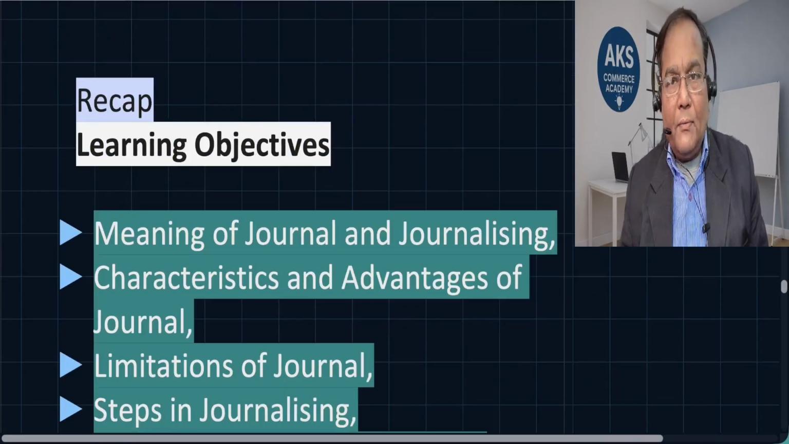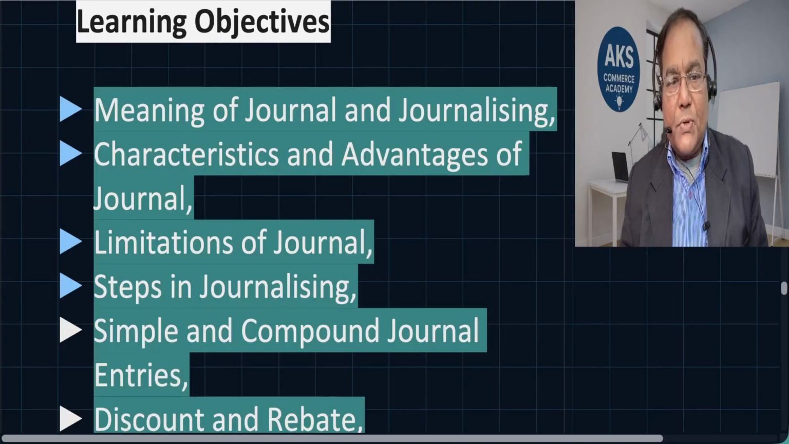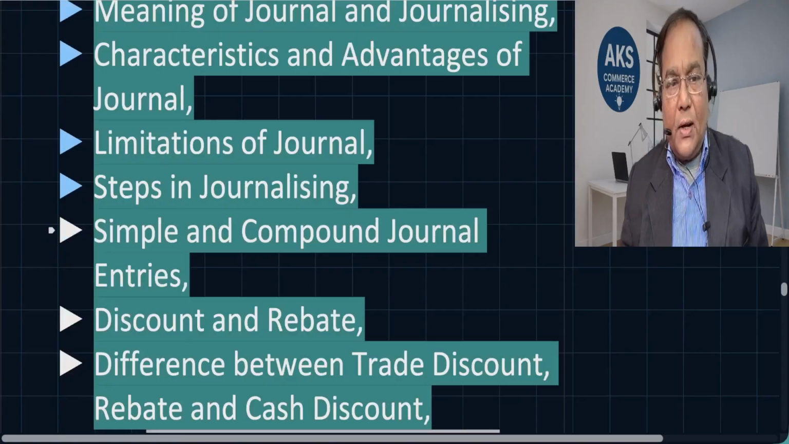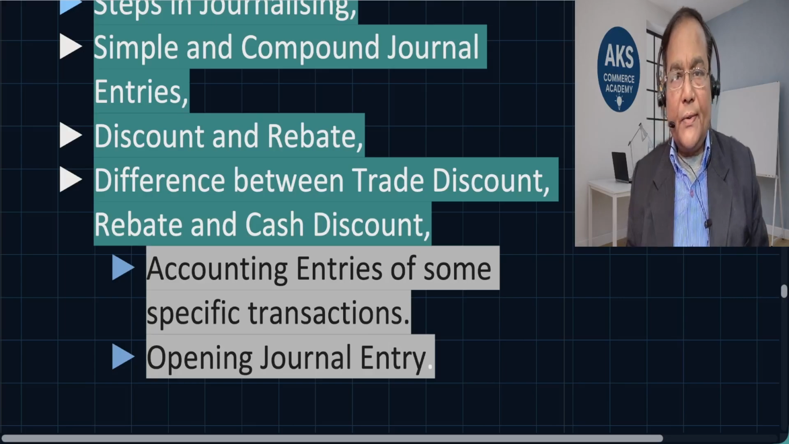I would like to have a quick recap of what we did in our last class. Study thoroughly the journal entries in particular: characteristics of journal, limitations of journal, steps in journalizing, simple and compound journal entries, discount and rebate. We have already studied this in our last class. Difference between trade discount, rebate, and cash discount. So these all points we discussed thoroughly.